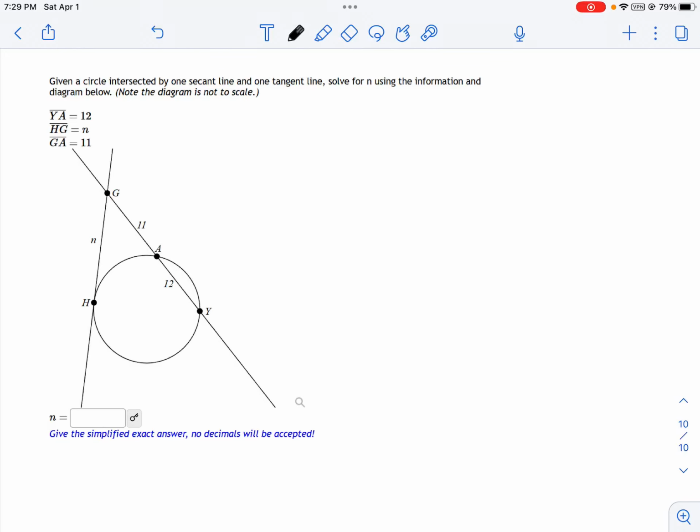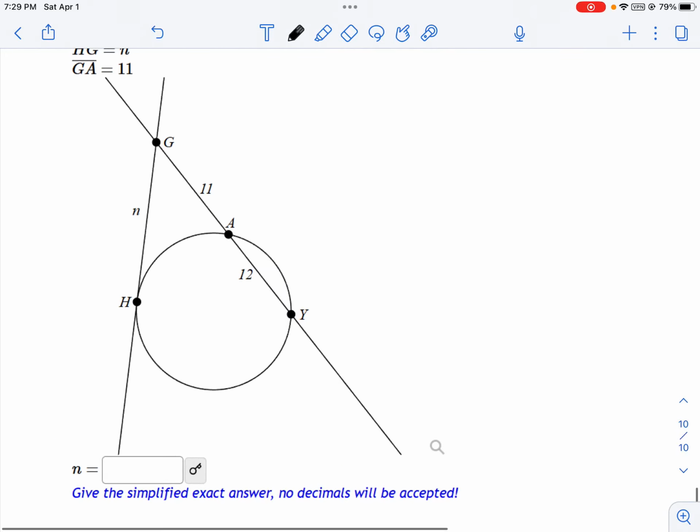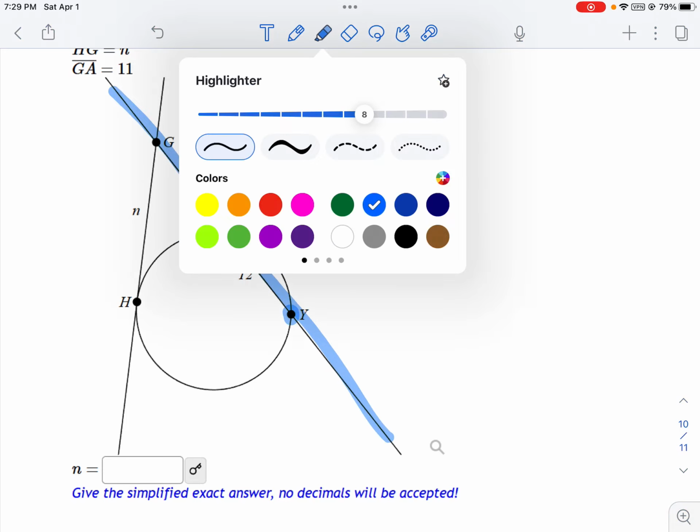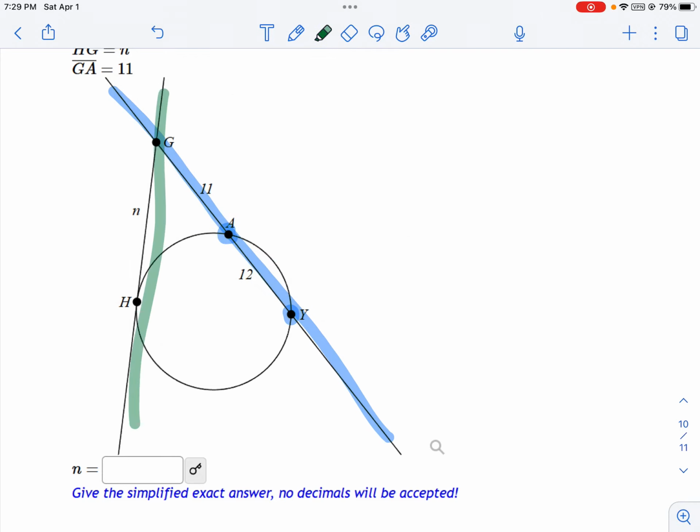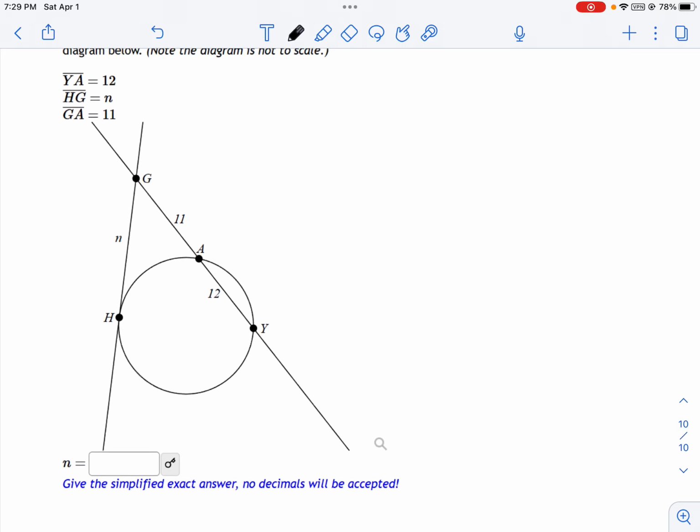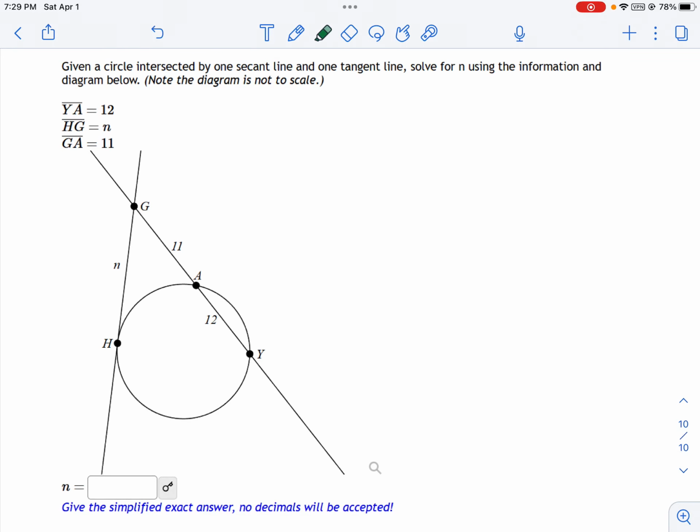Hello and welcome. So we have a circle with a secant tangent line intersection there. A secant line just means that you have two intersection points where the line is hitting through the circle. A tangent line just means that you're hitting it once. Okay, so that's all that definition means. So we have a couple of lengths here. Given that this first length is 11, the second length is 12, and the tangent line length is n.